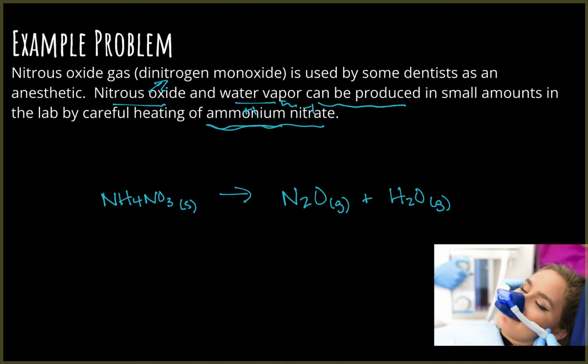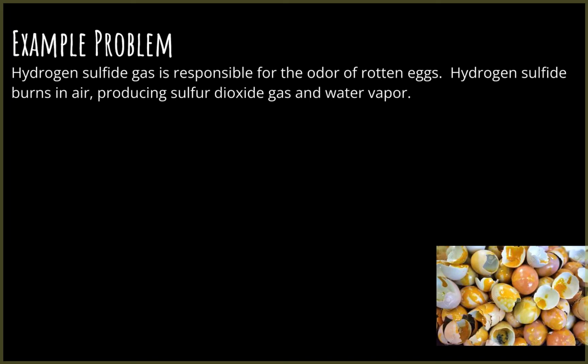Now the other thing about this one is we see this word heating. If it tells me it's heated, that's where I put that little delta sign or triangle over the yield sign. Again, make sure you go back and balance this, but that will at least get you started with the reaction.